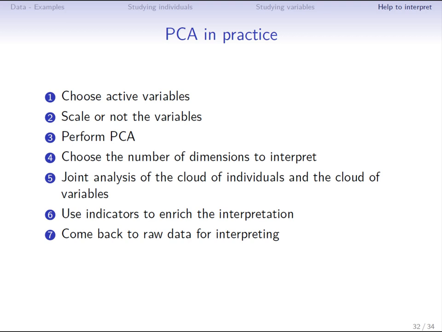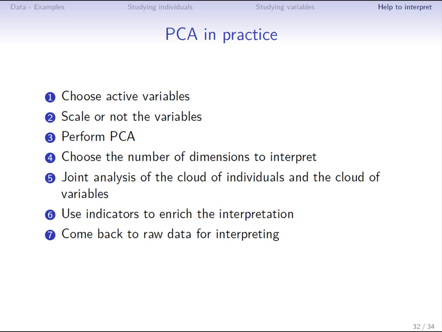We can use indicators to enrich the interpretation, calculating contributions and using the squared cosine to be sure that the distances on the map are representative of the distances in the global space. And finally, when we say that two individuals are similar, it is interesting to go back to the raw data to be sure that we do not misinterpret. Whenever the analysis suggests an interpretation, we must return to the raw data or the standardized data to validate what is being interpreted.